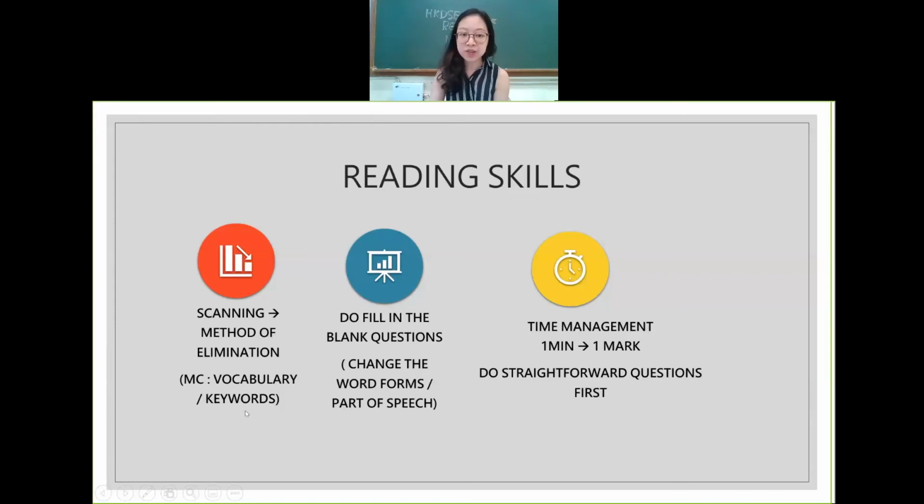Okay, if it asks you for the summary, or for the referencing question, don't worry. You can use the method of elimination to figure out the answer. We are going to demonstrate it later on.